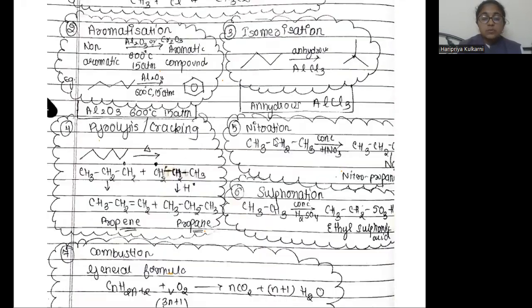Coming to the next one, that is aromatization. Here we are converting non-aromatic compounds to aromatic compounds. The example is for hexane. The conditions are you have to use Al2O3 or Cr2O3 at a temperature of 600 degrees Celsius and a pressure of 15 atm. In the box it is written, you need to remember this. So from hexane, I'll get a simple benzene ring. This circle represents the alternating double bonds. Now coming to the third one, that is isomerization.